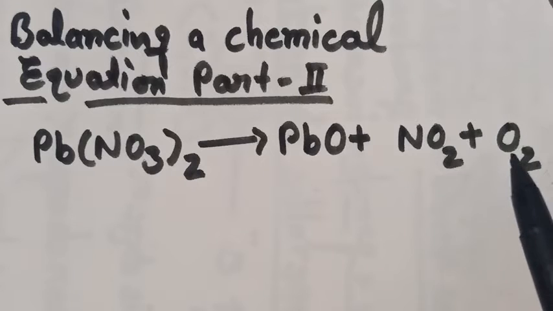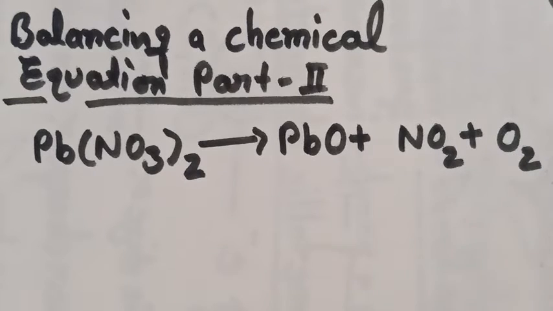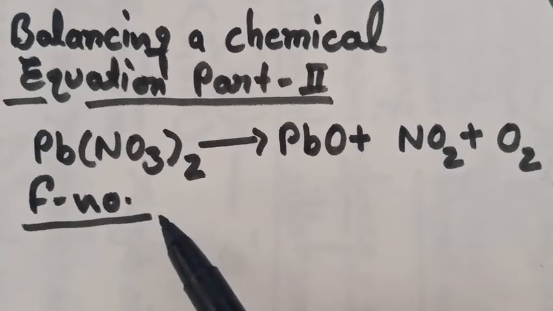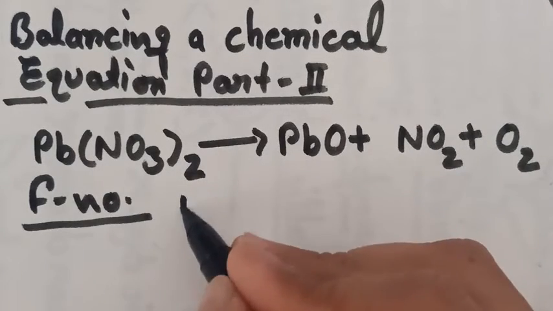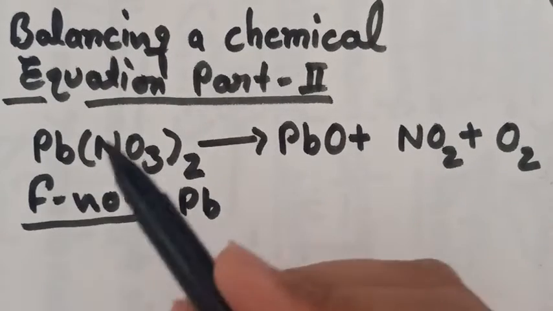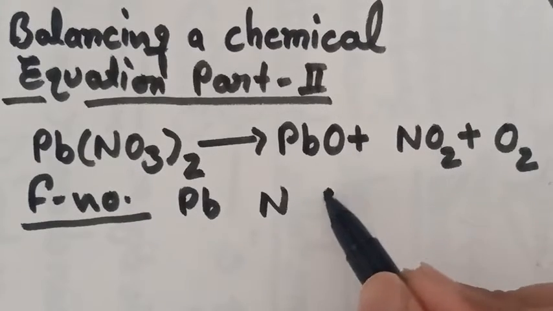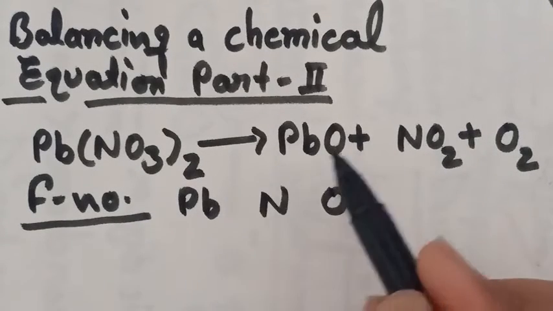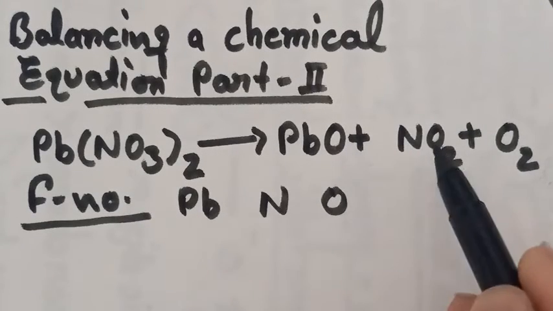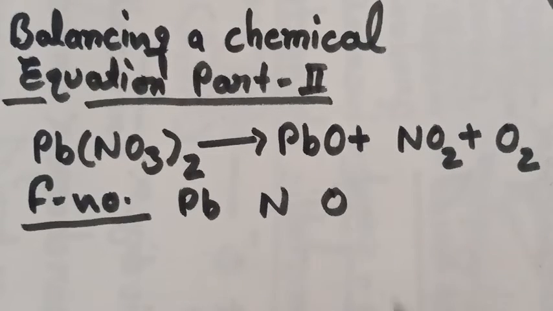Now we have to write the frequency number. How many elements are there? First one, lead, so we write lead. Second one, nitrogen. Then third one, oxygen. Then next, lead, oxygen, nitrogen, oxygen, oxygen. Now we have to write the frequency number of lead, nitrogen and oxygen.